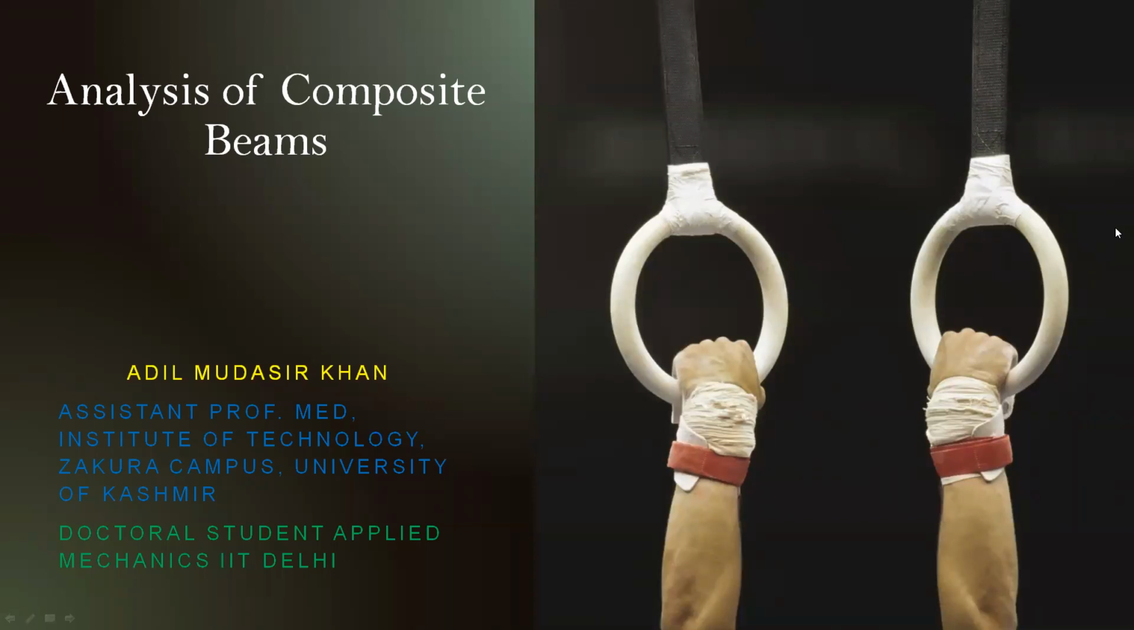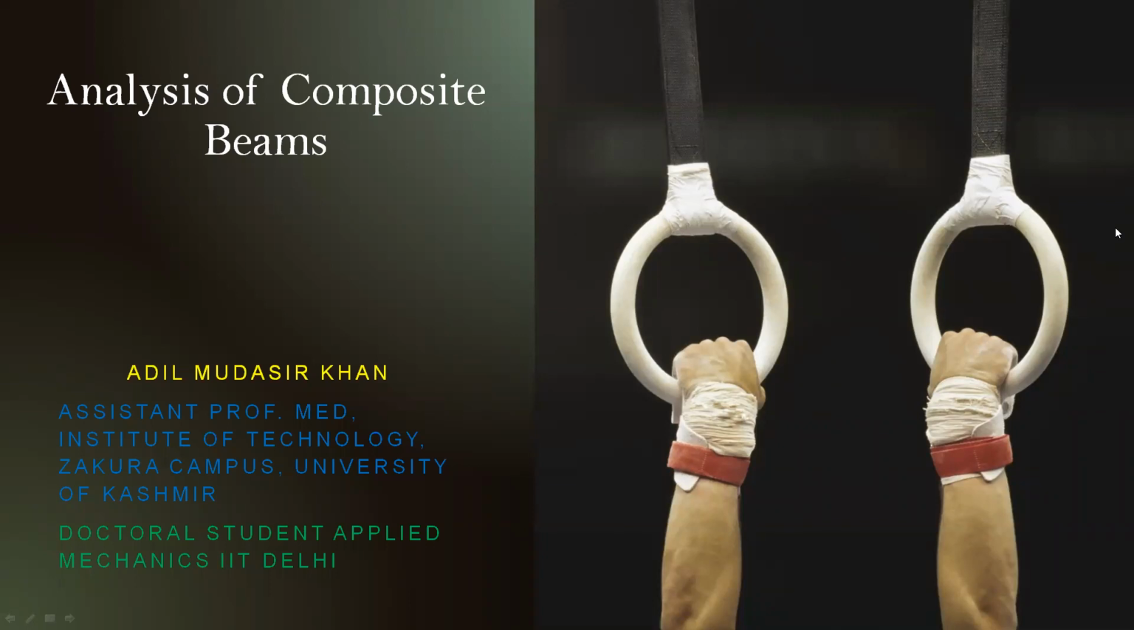As far as mechanical engineering is concerned, we often encounter beams which are made of a combination of more than two materials. If you look at automobiles, the beams that we use are made of a single material, like cast iron, for example.